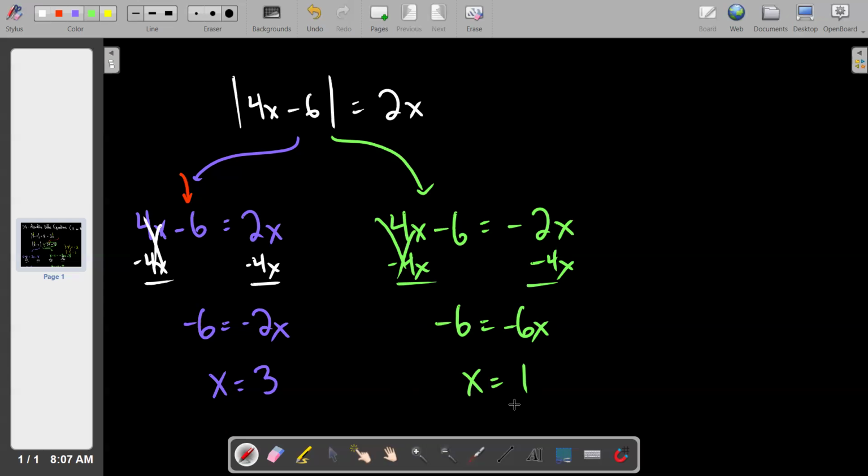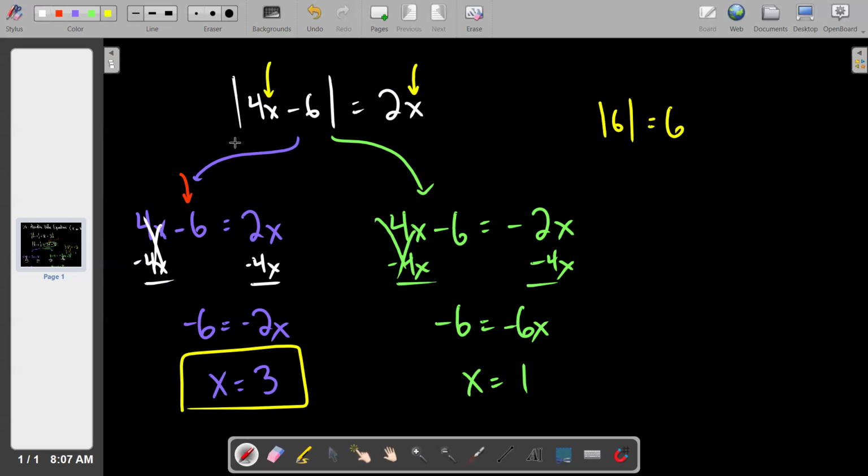Now we test. Let's test 3 first. If I put 3, again, where the little yellow arrows are, on the left-hand side, 4 times 3 is 12. 12 minus 6 is 6. I have the absolute value of 6 being equal to something. On the right-hand side, what's 2 times 3? That one is good. I can box that one up. All right, let's go test greenie.